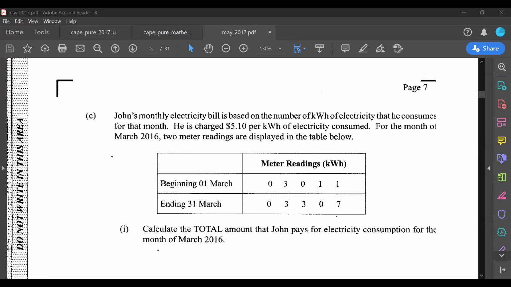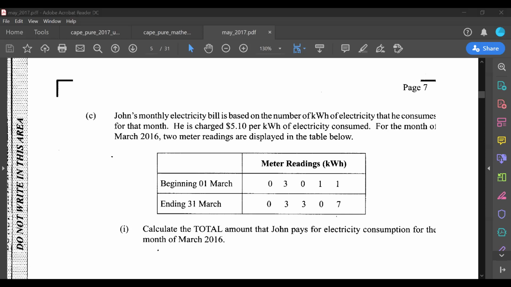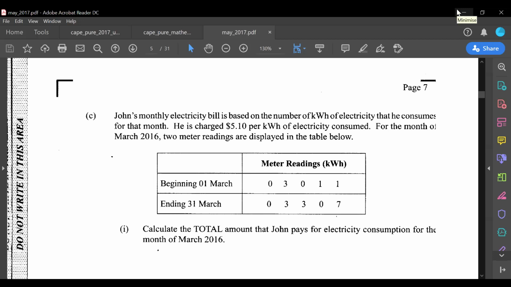I get that by like adding up the ending of March, the ending of the 31st of March, multiplied by 13, because 3 plus 3 is 6 plus 7 is 13. The end of March, like the total meter readings is 13. And if $5.10 is charged for each kilowatt hour, then I multiply 13 by 5.10. But okay, I see what you did there. I guess I have to add the top two with it.